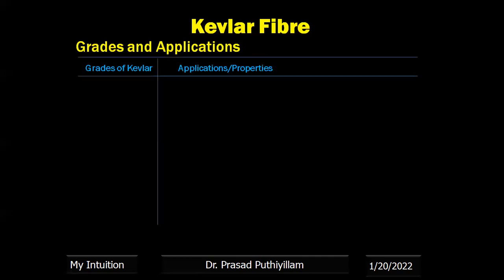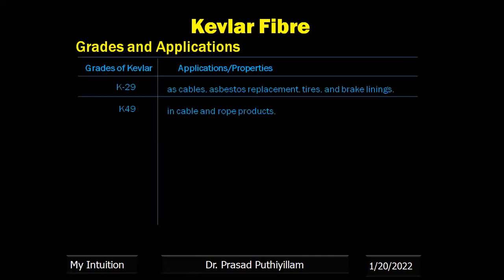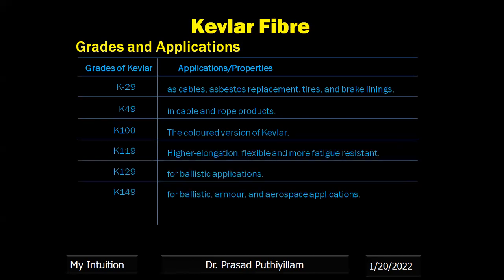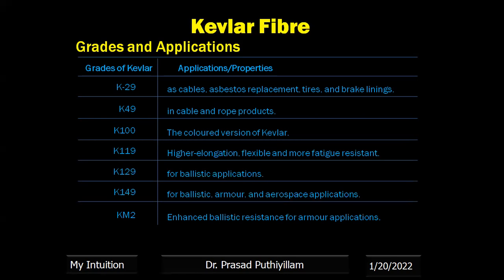Now the grades and applications of the fiber. Grades are not that important for us now, but to represent the applications, I am also giving the grades. When you do more research on Kevlar fiber, you may need knowledge about the different grades used, like K29, K49, K100, K129, K149, and KM2. Generally, Kevlar fibers are used as cables. They are used as asbestos replacement. They are used in tires, brake linings, cable and rope products.